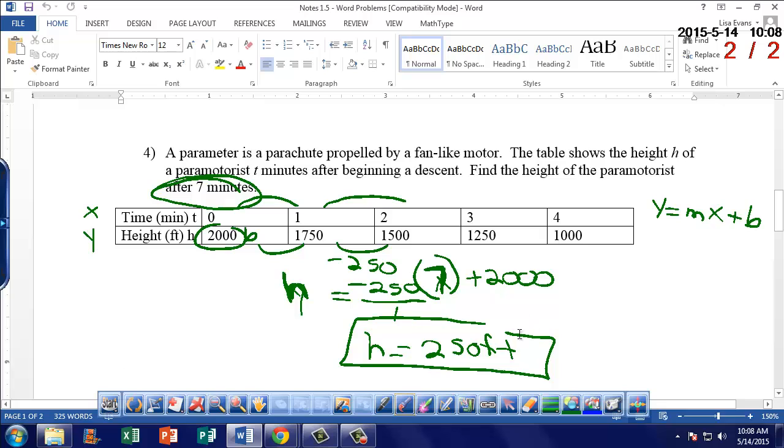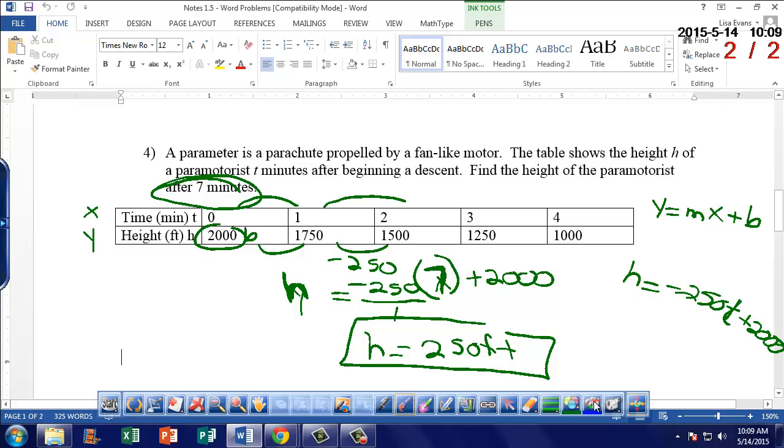However, I know that upcoming, there is a question where it doesn't ask for the height after a certain amount of minutes. It actually asks for the equation. And if it did, your equation would be h equals negative 250t plus 2,000. That's why I went through this process.